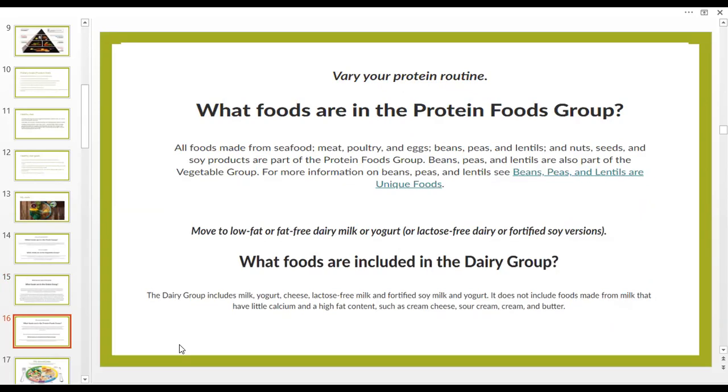Now, the last part of the plate is the dairy group. So what foods are included in the dairy group? These include milk, yogurt, cheese, lactose-free milk, and fortified soya milk and yogurt. Now, it does not include foods that have little calcium and high fat content, for example, cream cheese, sour cream, cream, and butter. So, choose low fat or fat free milk or yogurt.